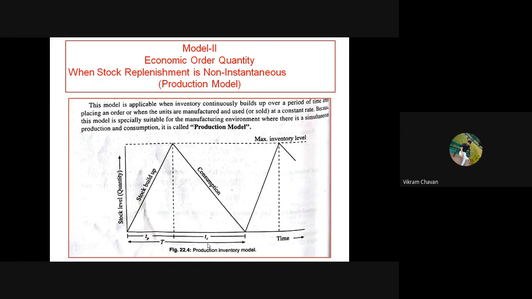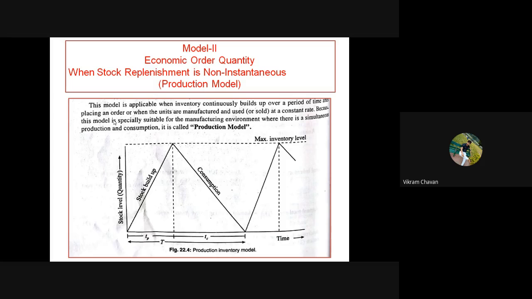So this is the model which will be used for the production purpose. Production साठी हे model best suitable आहे. So it is called a production model. Okay, so this model is applicable when inventory continuously builds up over a period of time after placing an order. ऑर्डर प्लेस केल्यानंतर थोड्या टाइम पिरियडसाठी इन्व्हेंटरी बिल्डअप केली जाते.